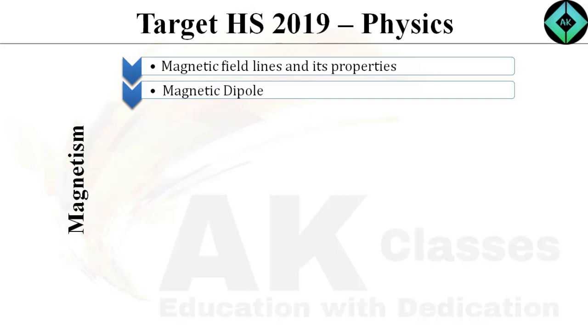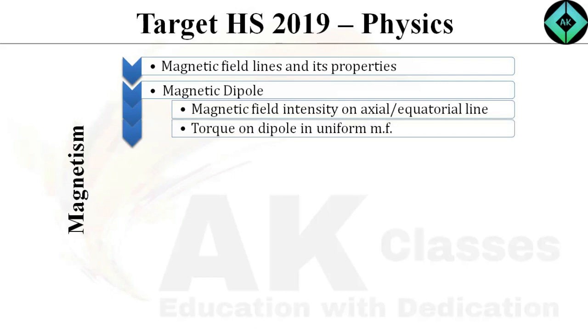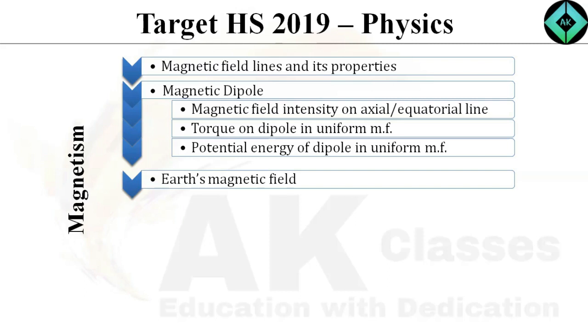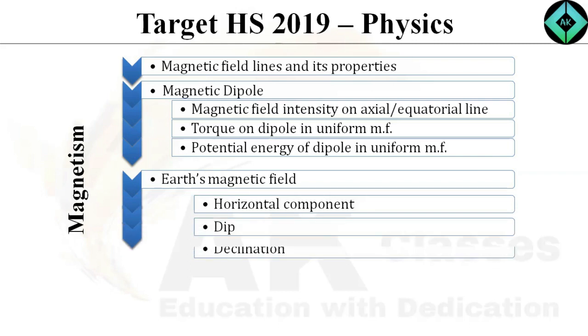Then you have the magnetic dipole, expression for magnetic field intensity at any point on the axial or equatorial line of the dipole. Torque on a dipole placed in a uniform magnetic field, and expression for potential energy of a magnetic dipole. Moving on, you need to study the Earth's magnetic field, horizontal component of Earth's magnetic field, dip and declination. Numericals from this part is expected.